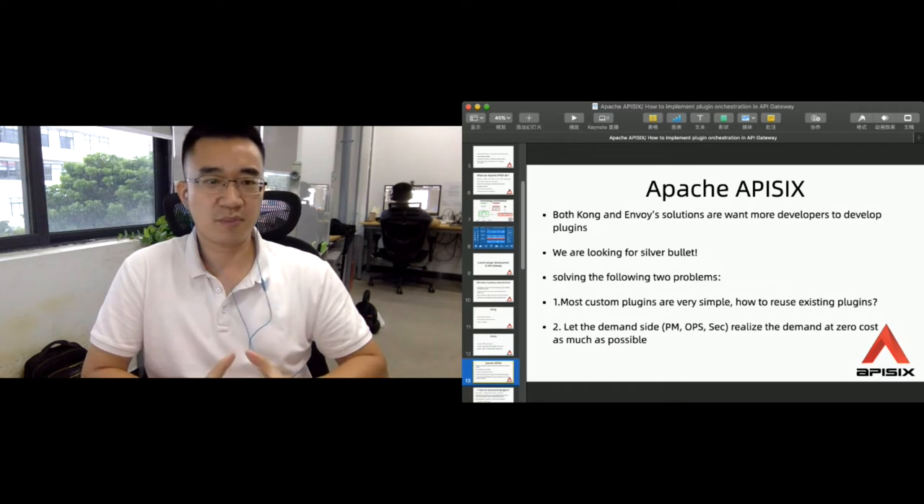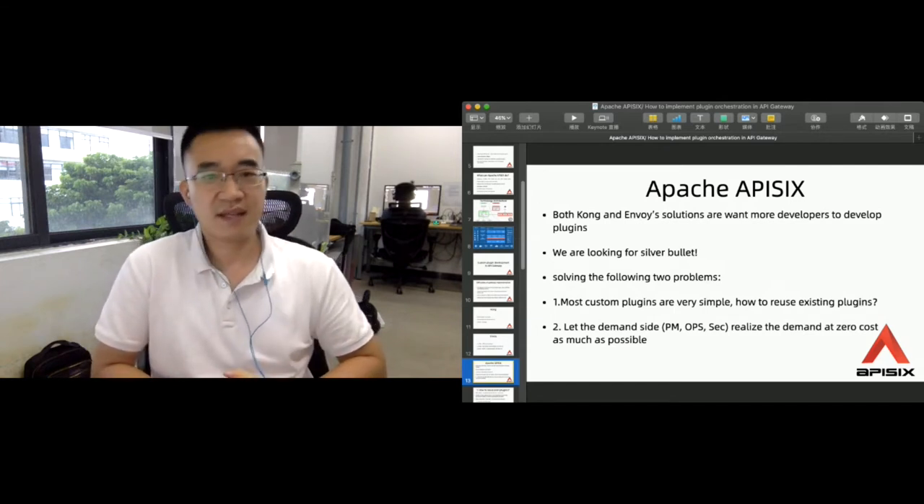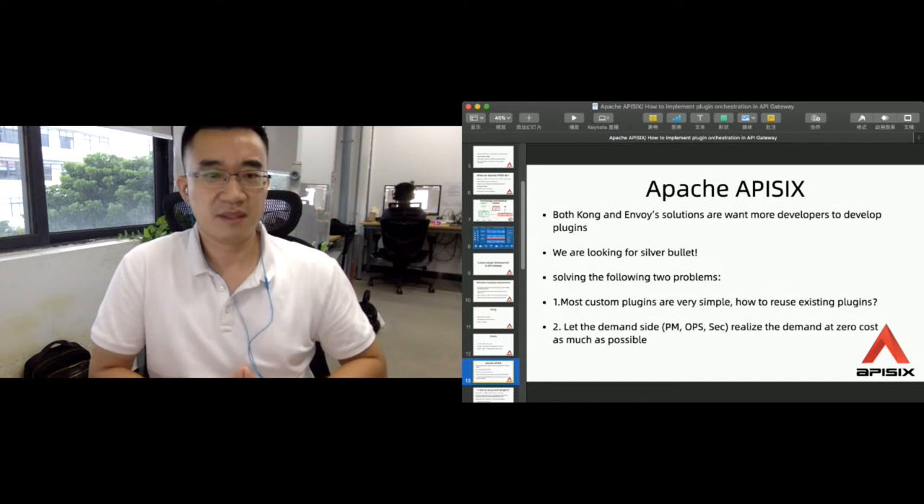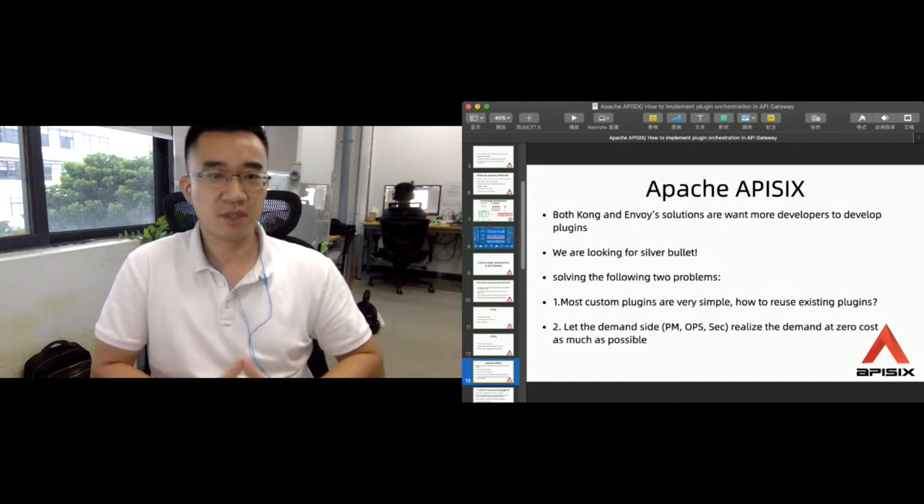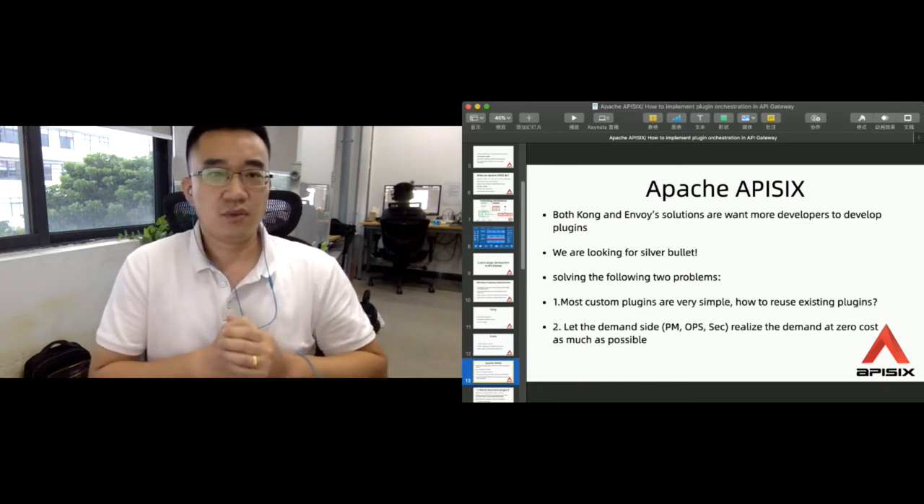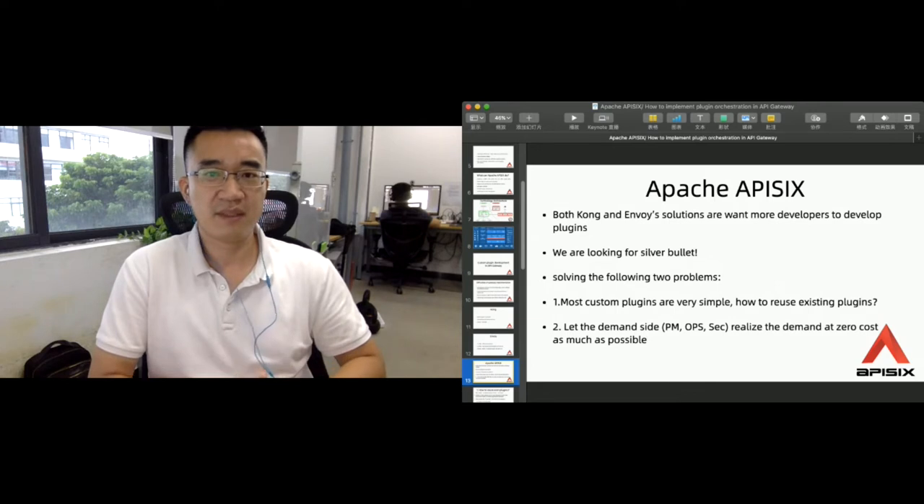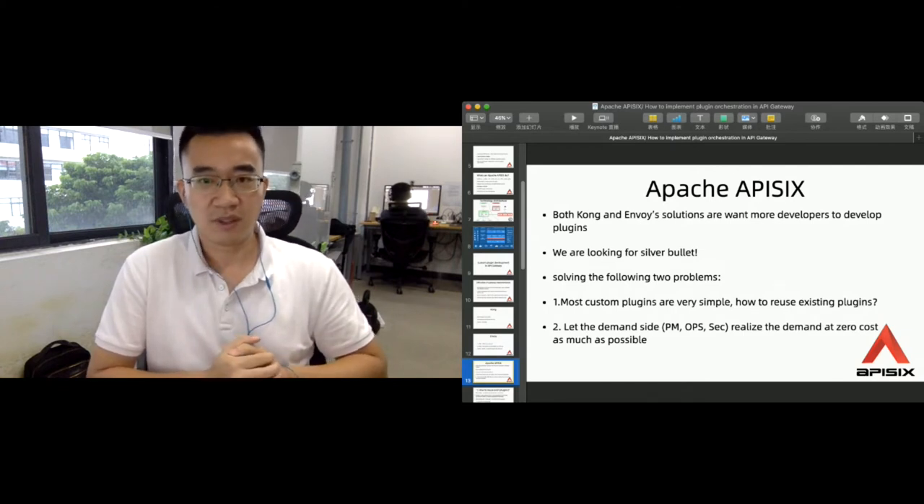First, to resolve the problem of custom development. Many plugins that need to be developed are actually simple. Yes, they are really simple. How to reuse the existing 14 open source plugins? And the second one is to allow the demand side of the gateway in the enterprise, such as product managers, ops, and the security team, to implement their own needs on the gateway with as little cost as possible. It will be best if there is no need to write any code.